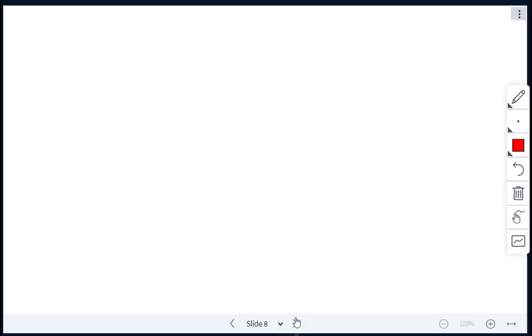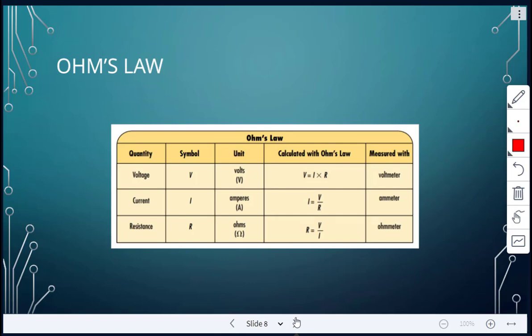So let's take a look here at some examples. Here are, again, those three formulas we just talked about for Ohm's law. Resistance is equal to V divided by I. You can measure it with an ohm meter. Current is V divided by R. You can measure it with an ammeter. And then voltage is I times R. You can measure it with a voltmeter. And here are our units: volts, amperes, and ohms. And those are the symbols we see in our formulas: V for voltage, I for current, and R for resistance.